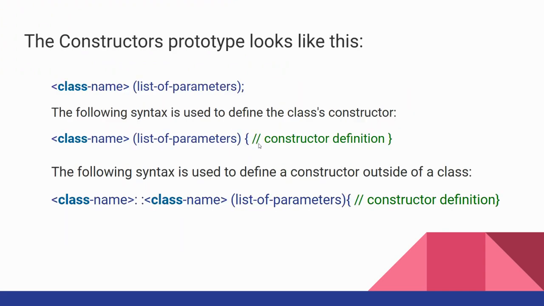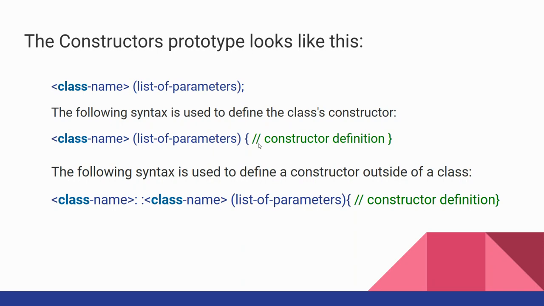The constructor prototype will look like this. First you will write the class name. After that we will write the list of parameters. Another syntax used to define the class's constructor is the class name and the list of parameters in the brackets and the constructor definition in the curly brackets.